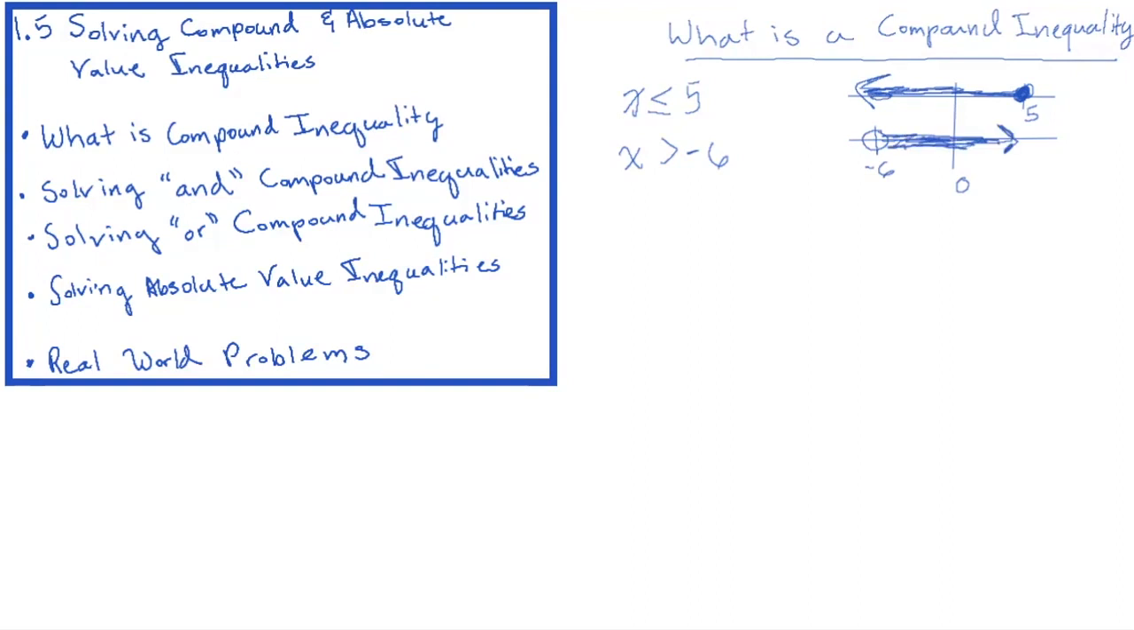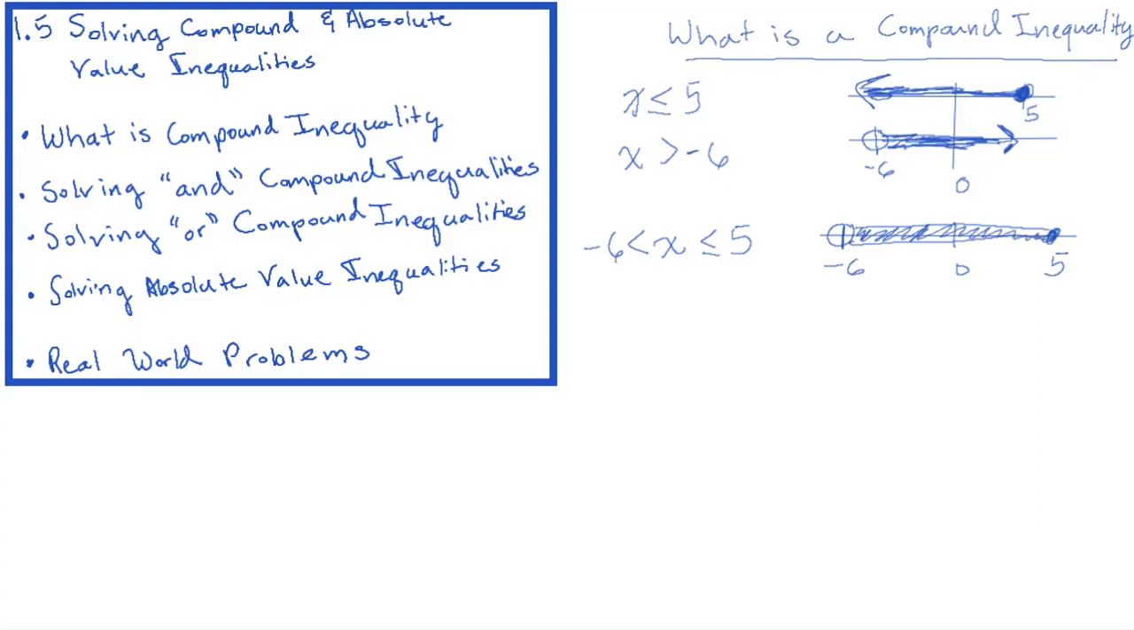So the first inequality says that I'm less than or equal to 5. The next inequality says I'm greater than -6. Well, a compound inequality puts both of these things together. I'm greater than -6, but I'm less than or equal to 5. And that would look something like this. If we put these two together, we see that that is the shaded region here.